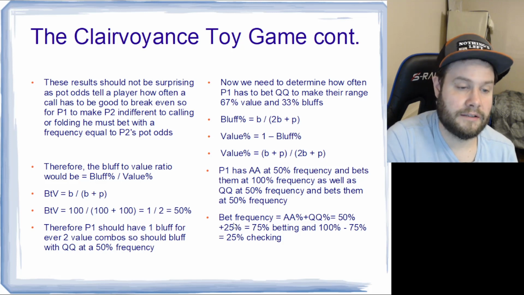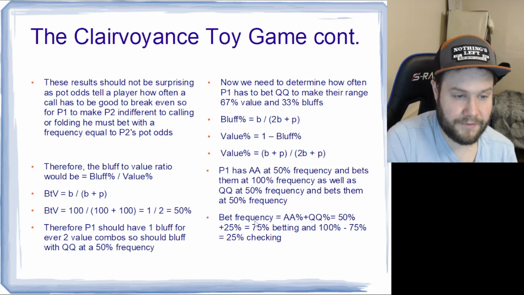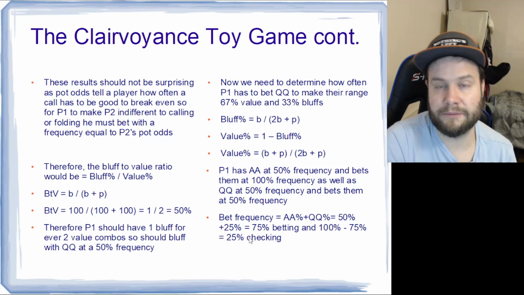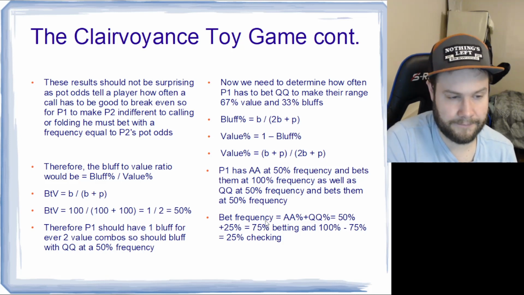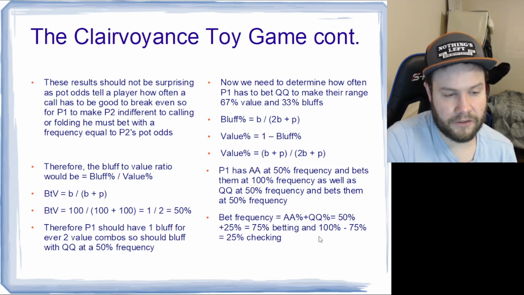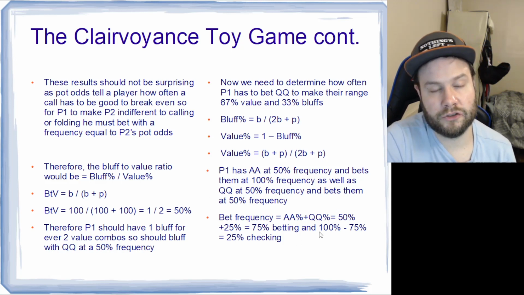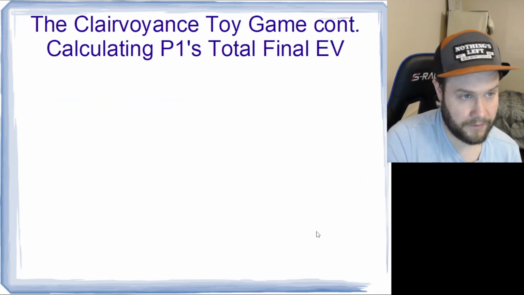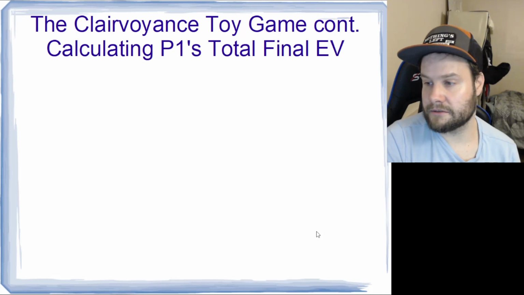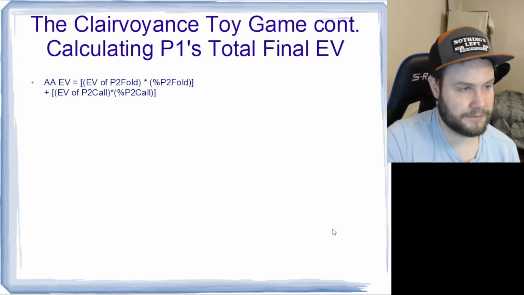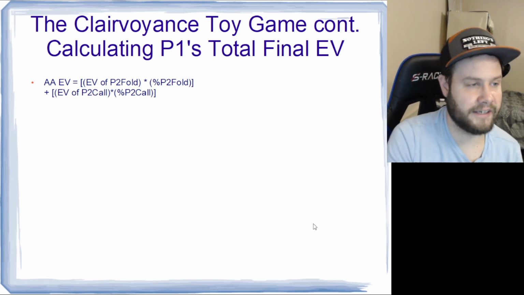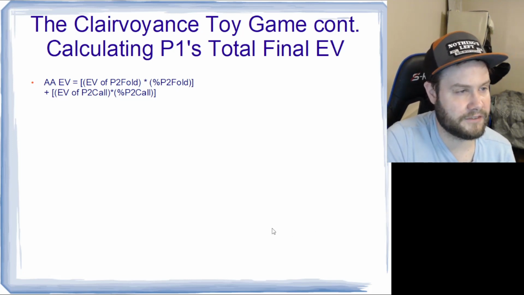Therefore, 75% of the time they're betting, and then 100 minus 75, you get 25% of the time they are checking. Okay, so this is how often player 1 has to bet their range in order to make player 2 indifferent to calling or folding. So let's start to put it all together here. Let's do our EV calculations. Remember, this is our main question we were trying to answer: what are the EVs of every scenario?